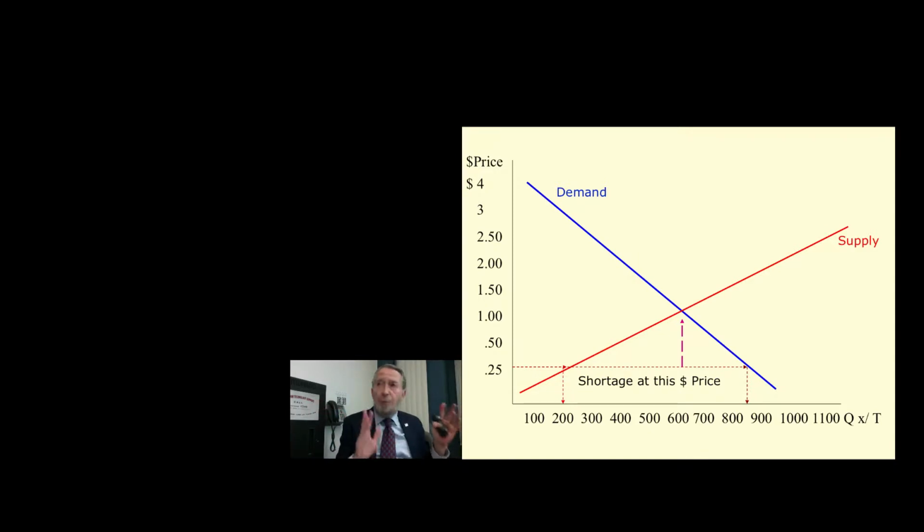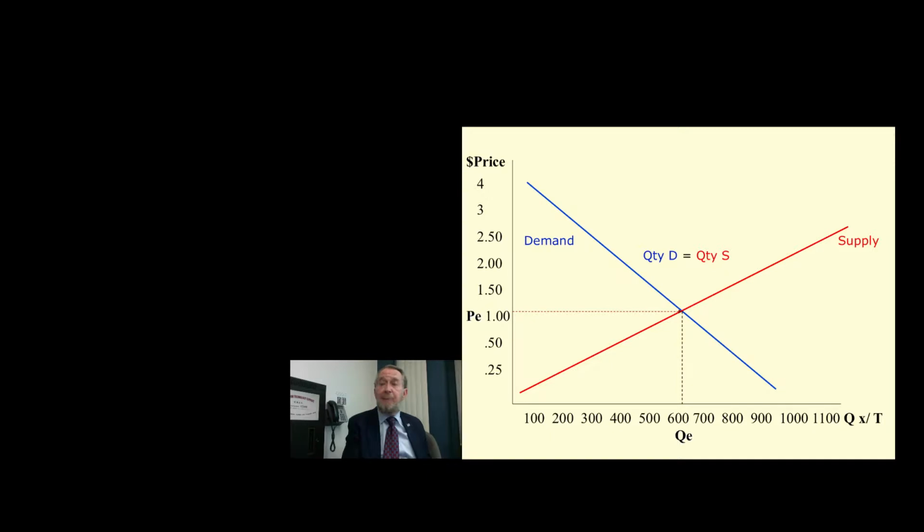So markets will adjust to the equilibrium price. Markets will adjust because of competition on both sides of the marketplace. And the equilibrium, we know, is the price that, quote, clears the market. Sometimes it's called the market clearing price because the rate of production, the quantity supplied, 600 units, just matches the rate of consumption, the quantity demanded, 600. And that is called the equilibrium price.